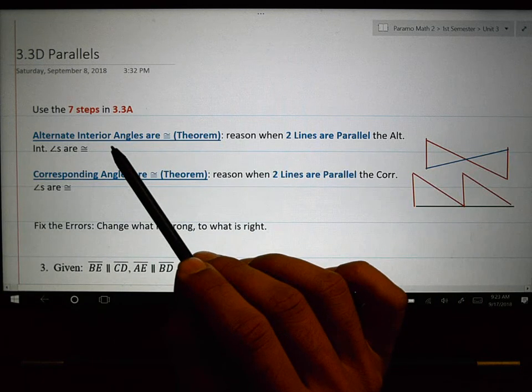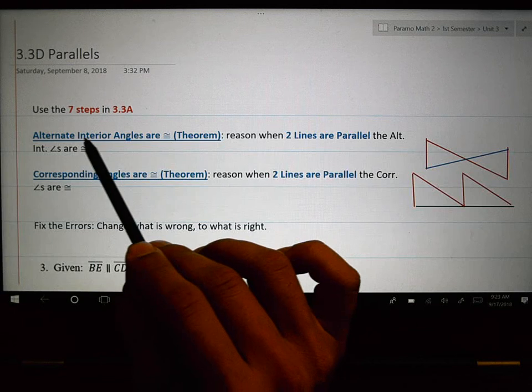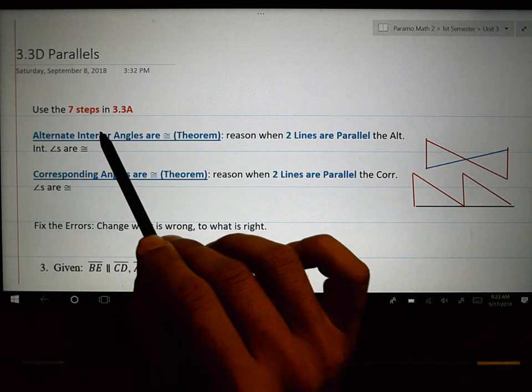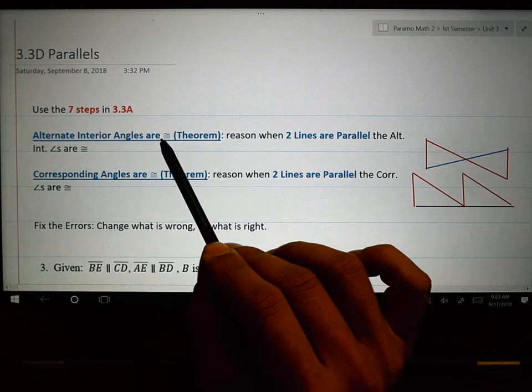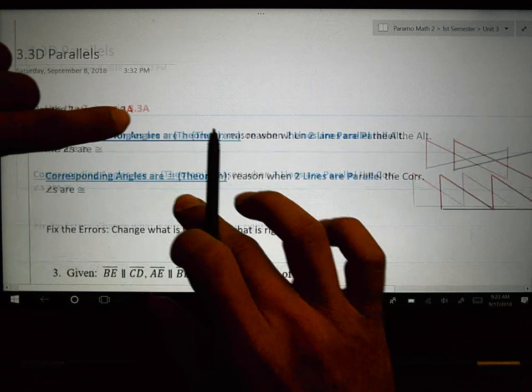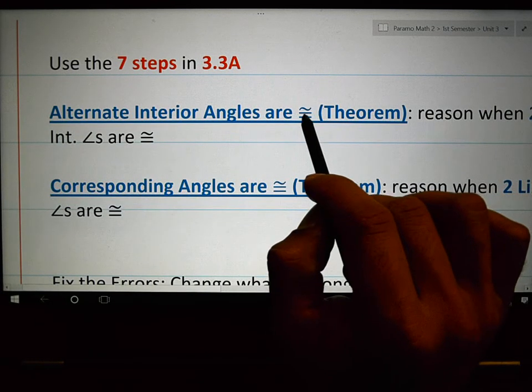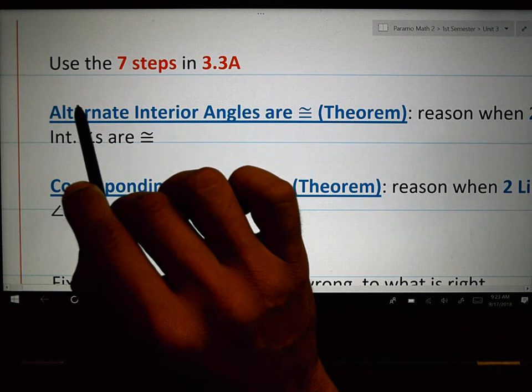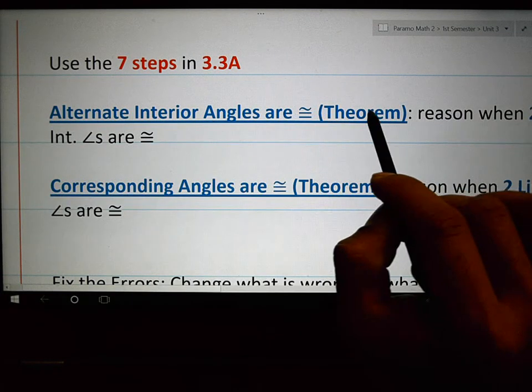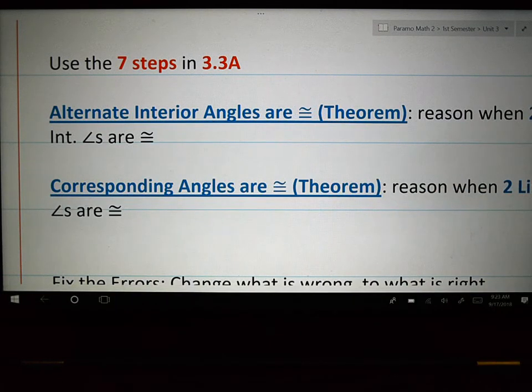The way this worksheet works is it doesn't just call it the alternate interior angles theorem, it calls it alternate interior angles are congruent. I would accept either way. If you were to write alternate interior angles are congruent, I would accept that. I would also accept the alternate interior angles theorem because that comes from geometry. A theorem is something that has been proven and is accepted by mathematicians everywhere.